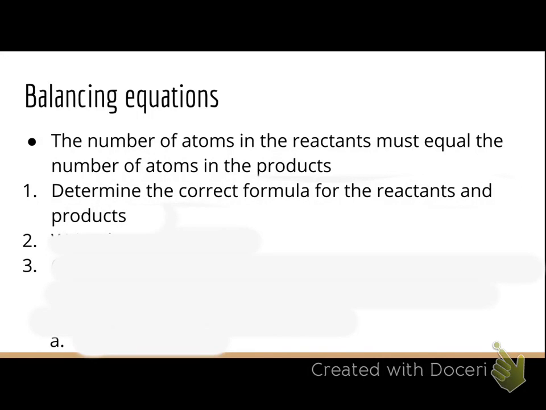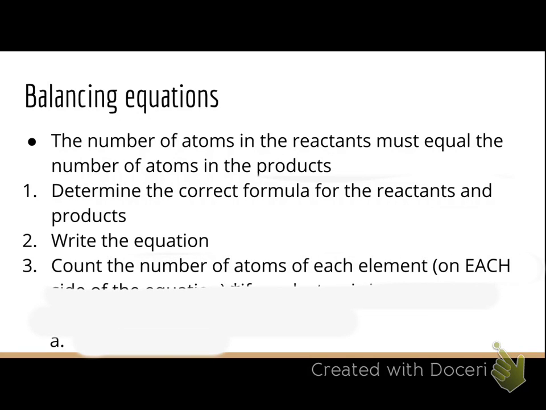So the first thing that we have to do is determine the correct formula for the reactants and the products. Sometimes you will be given equations that are already written in their formula form. Sometimes you're going to be given those equations in word form. We're going to work through word problems at the end of this lecture, but the first thing that you have to do is determine the correct formula if it is not already given to you. Then you're going to write the equation if it is not already written for you.